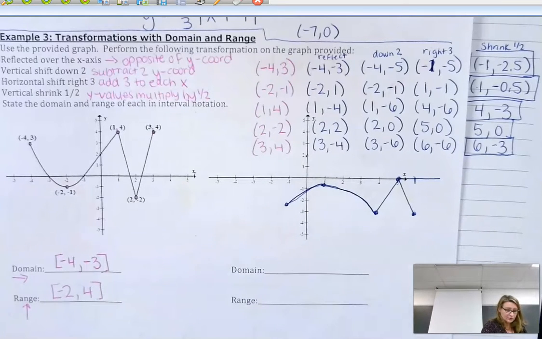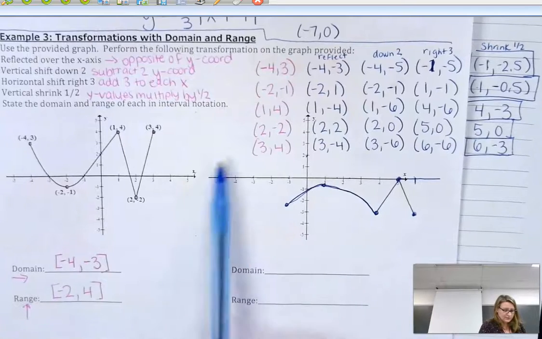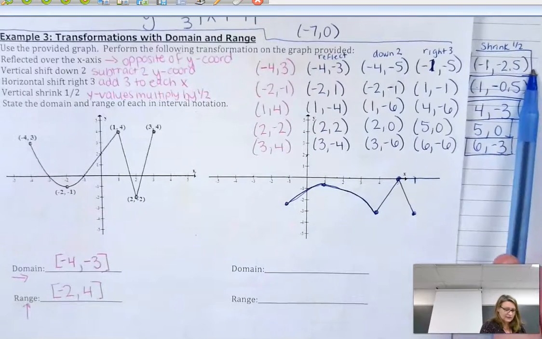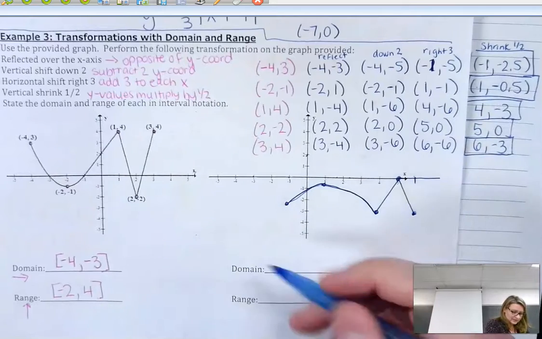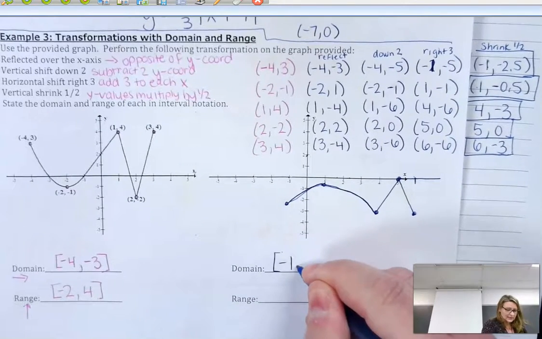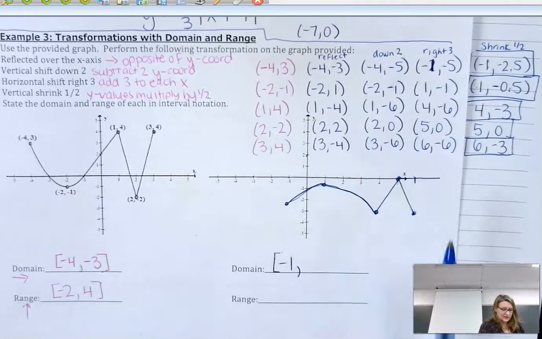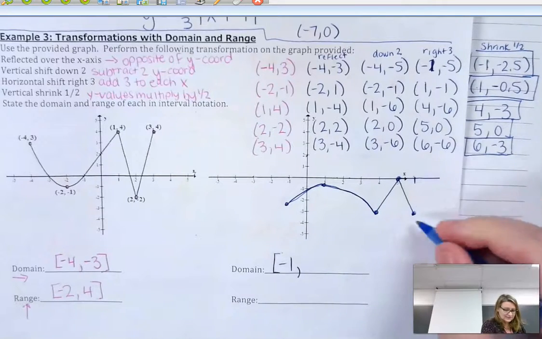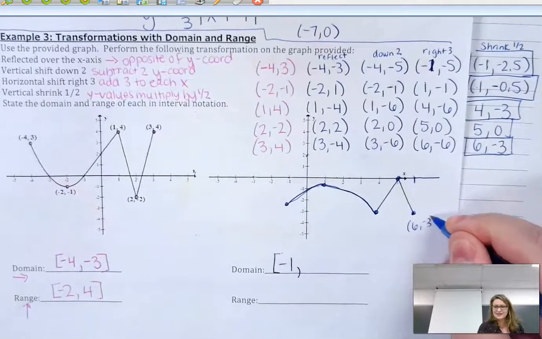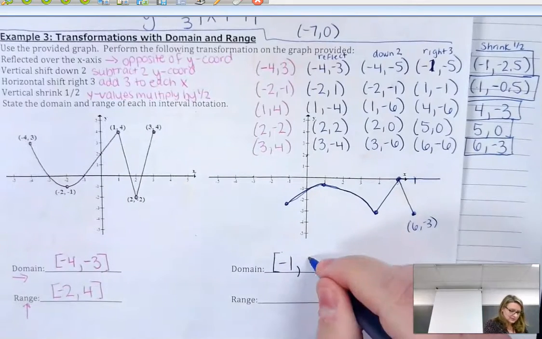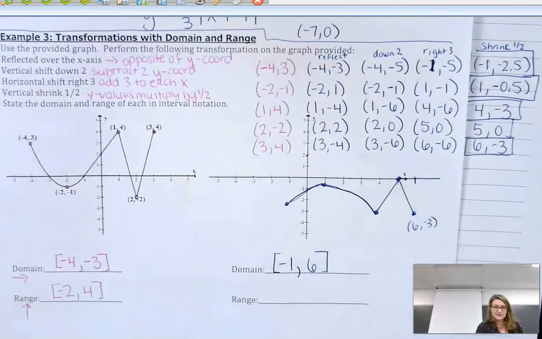So the domain here and the range are going to change. So the domain, the first point I touch is this first one right here, and that's just the first one I have written. The x-coordinate there is -1, and I'm still touching part of the graph until I get all the way over here, and this point right here is 6, -3. I had to kind of extend my x-axis a little bit to fit that in, but the last x-coordinate I'm going to touch there is going to be 6.